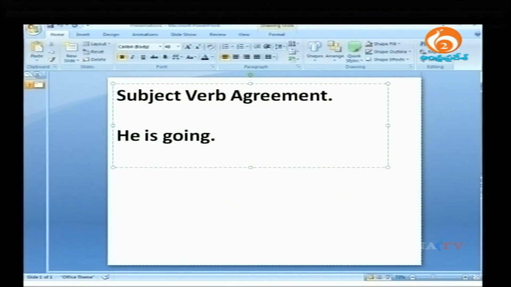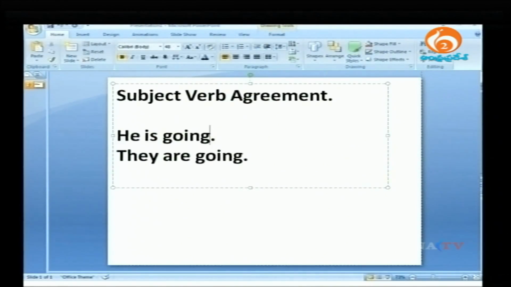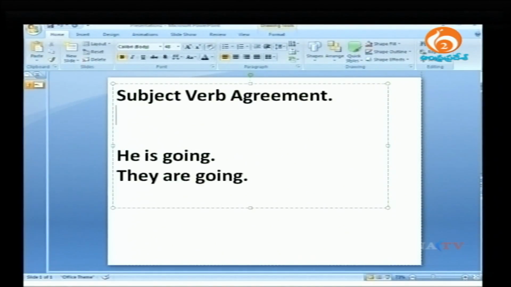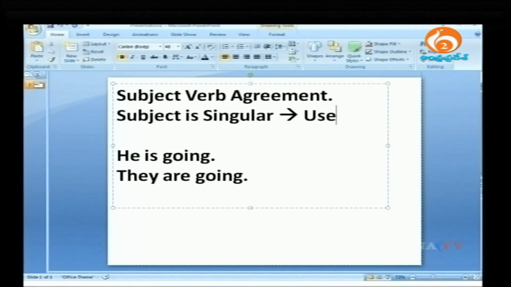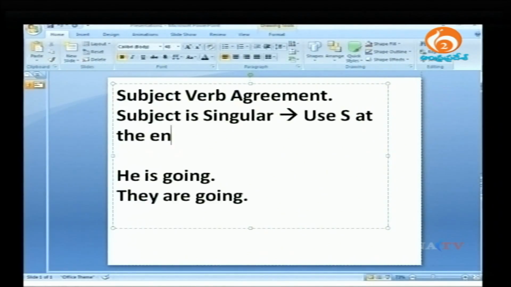He is going, they are going. So, is and are, I am using different words here because the subject is changing from singular to plural. Now, how do you remember what you are supposed to use? If the subject is singular, use s at the end of the verb.